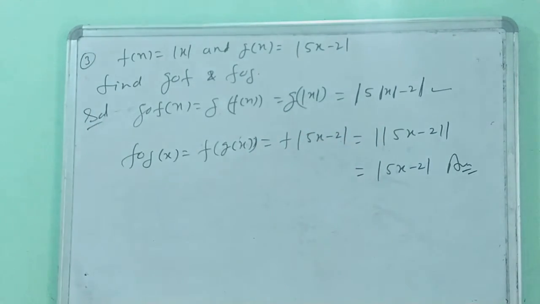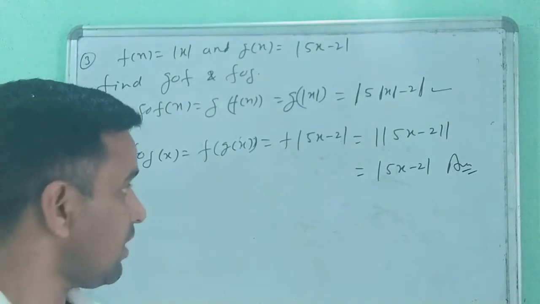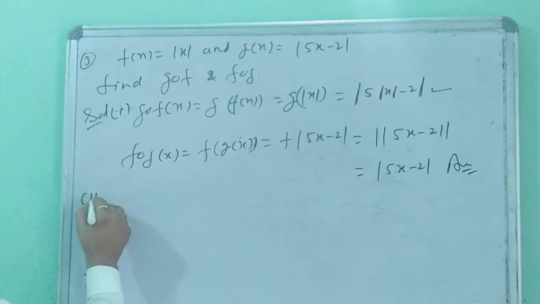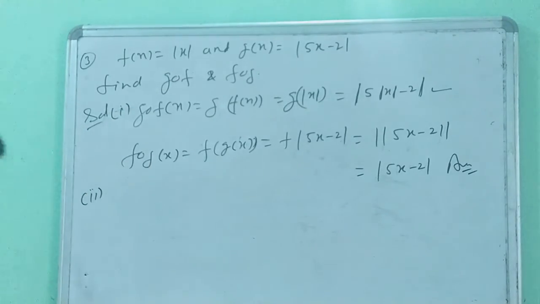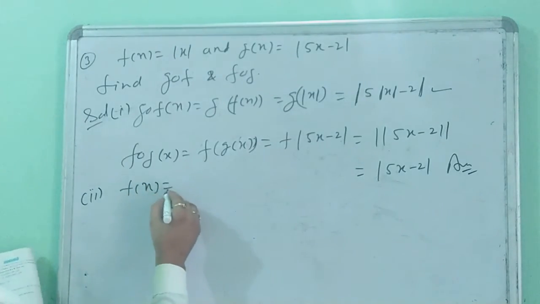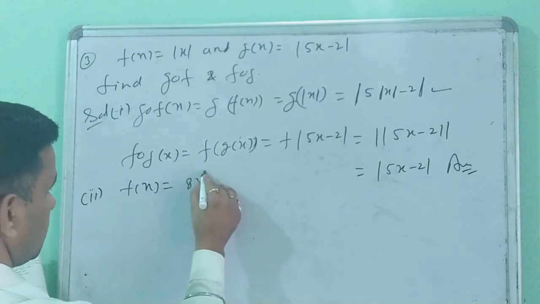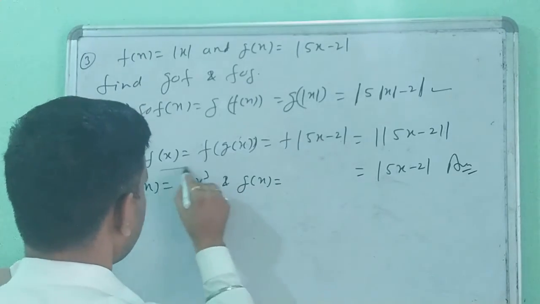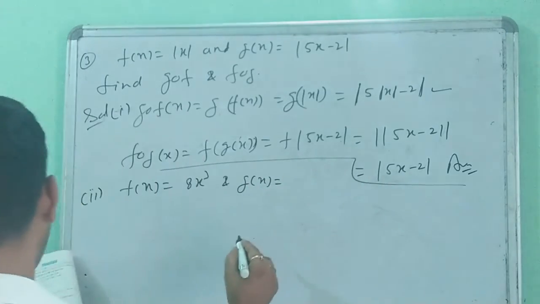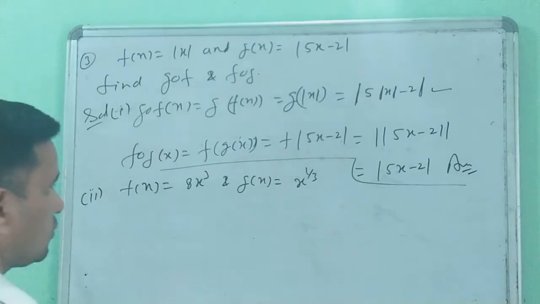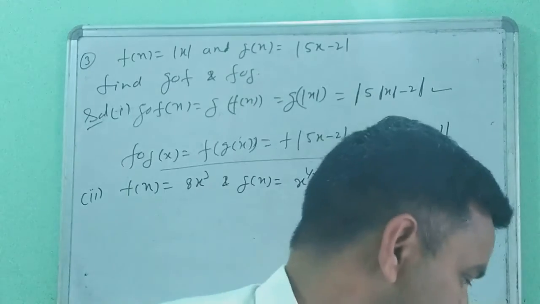In this way you will solve every question. Then the second part also. This one is the first part. What is the second part? In the second part, suppose the value of f(x) equals 8x cube and the value of g(x) equals x to the power 1 by 3. How to solve this? You will solve with the same technique.